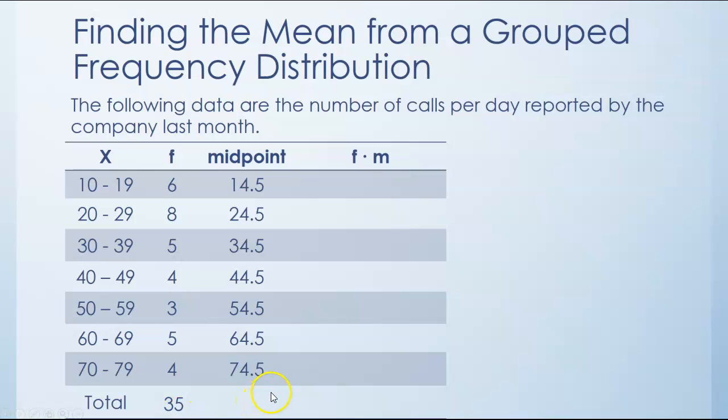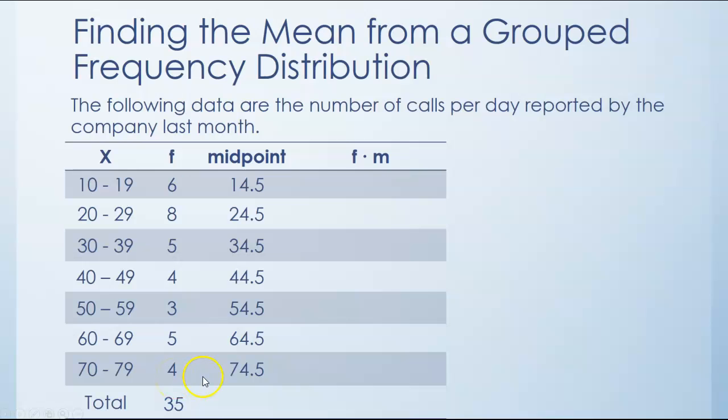The next thing we need to do, if it's not done for us, is calculate the midpoint. I actually stole this particular grouped frequency distribution from one of our previous videos where we were creating this. So we had already created the midpoint. If you remember, we took the low, we added it to the high, and we divided by 2. So we did 10 plus 19, which is 29, and divided it by 2 and got the 14.5. And you can go through each one of these classes and do exactly that. Just take the low and add it to the high and divide by 2.